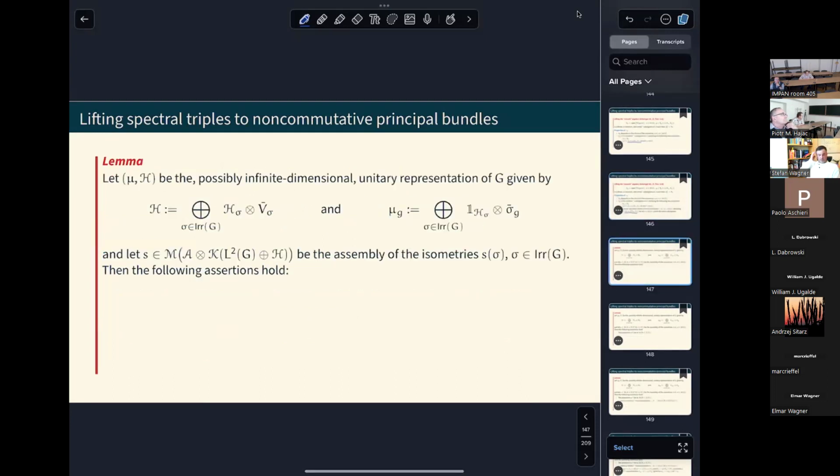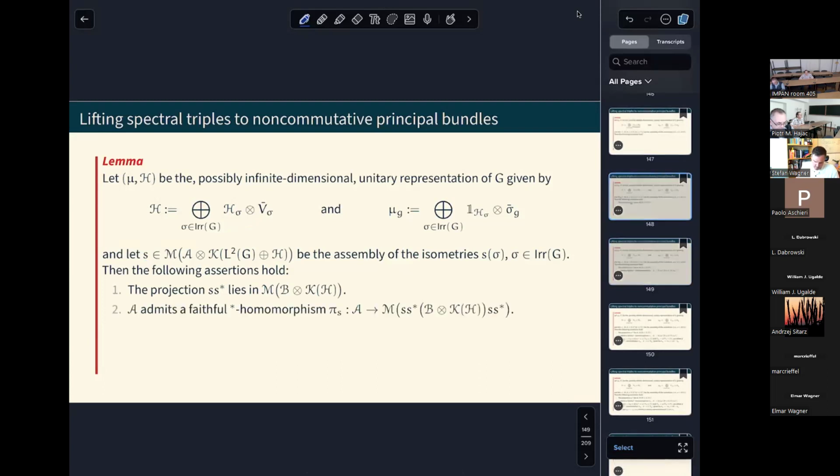All right. So now I'm back at this unitary representation of G on this possibly finite dimensional Hilbert space. So again, here I patch together the finite dimensional Hilbert spaces. And I also have this isometry, as I told you before, that is some kind of multiplier. And what I can show is that the projection S star is a multiplier in this tensor product of B and the compact operators on H. And that A admits a faithful star homomorphism into this multiplier algebra.